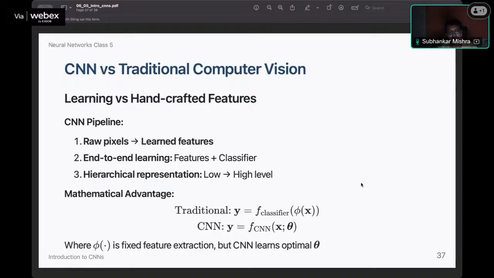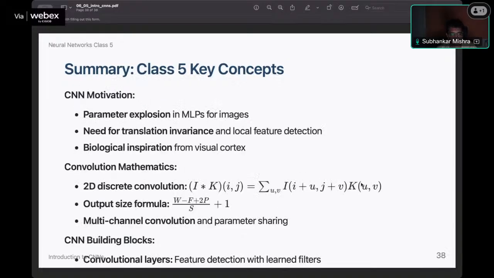So traditionally, it looks like y is equal to f classifier of phi of x. Phi is basically feature extraction, but that we fix. But CNN is more of an end-to-end network that is parameterized by theta. We find theta. And that's basically the summary of this entire thing. So we have why CNN is important, MLPs explode the number of parameters, what is convolution, how do you calculate the output size, what is multi-channel convolution and parameter sharing, multiple filters also, and then how do you build an entire CNN architecture using CNN blocks.